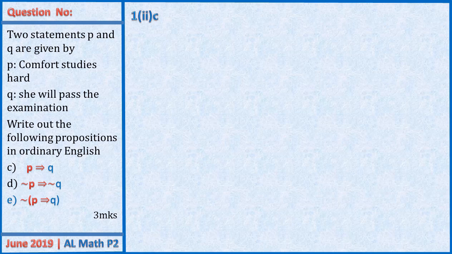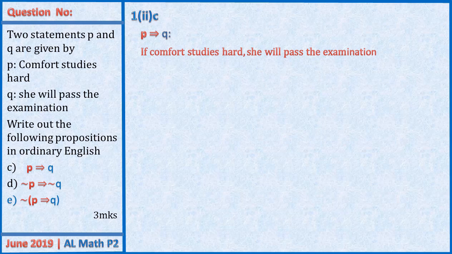Comfort studies hard, and Q, she will pass the examination. Write out the following propositions in ordinary English. So the first one is an implication. We have P implies Q. This is an implication and is read as, if Comfort studies hard, she will pass the examination, 1 mark.